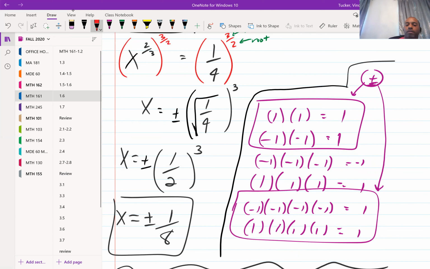But when it comes to an even power, going back here now looking at the 4th power, I'm still getting +1 because our negatives will cancel out. So somebody asked me a question about that. So that's where that was from. You don't have to necessarily copy that. But our answer is right here, plus or minus 1/8.